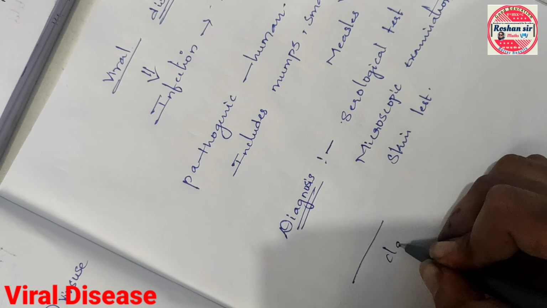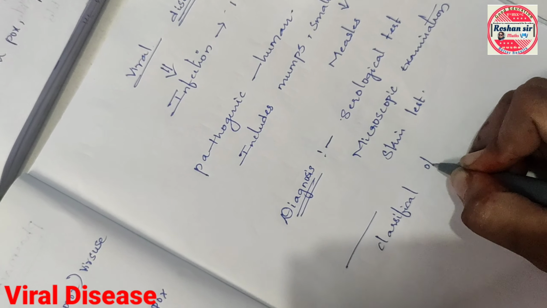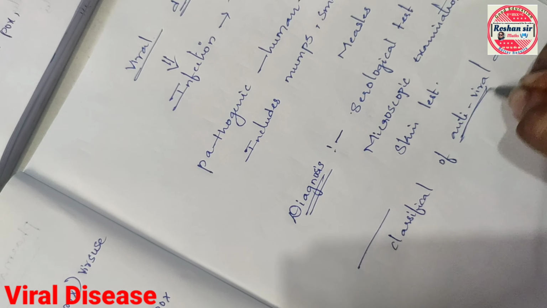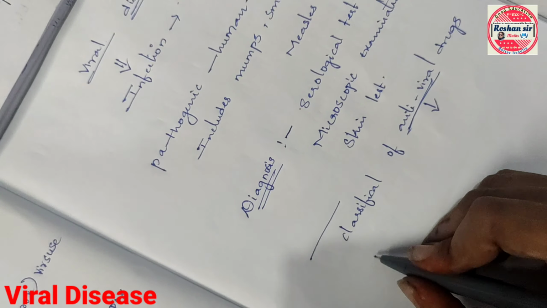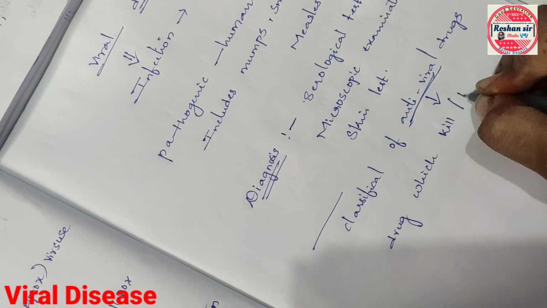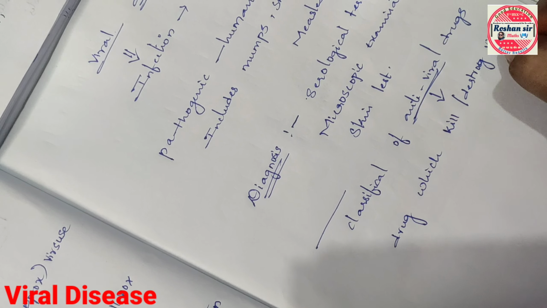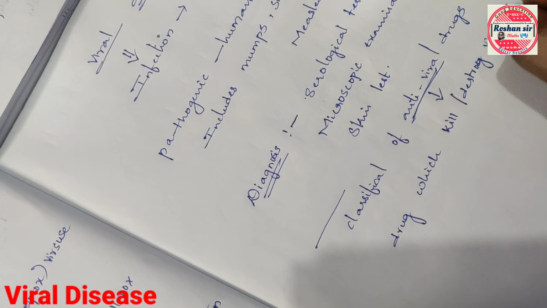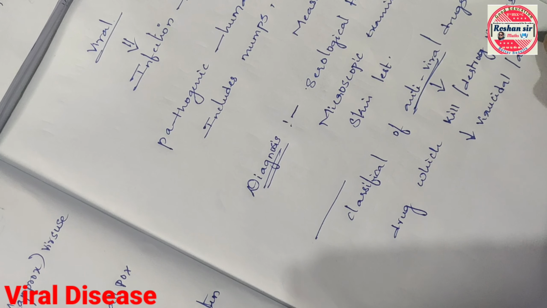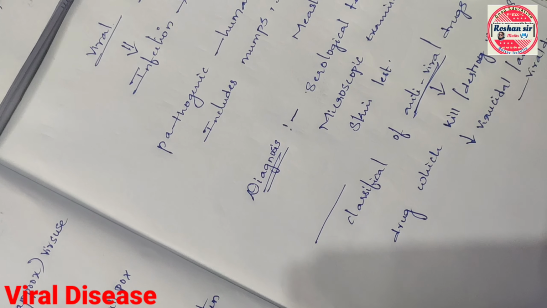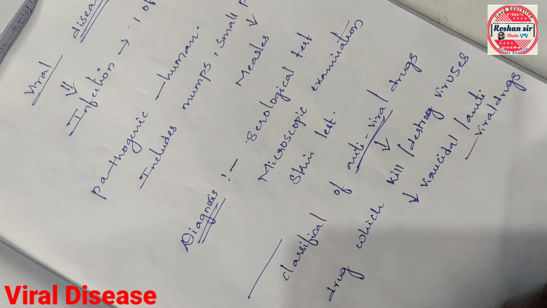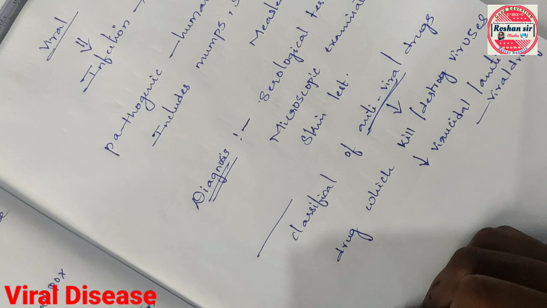Let's talk about classification of antiviral drugs. Antiviral means the drugs which are used to kill or destroy viruses are called virucidal or antiviral drugs. These drugs are divided into four types.